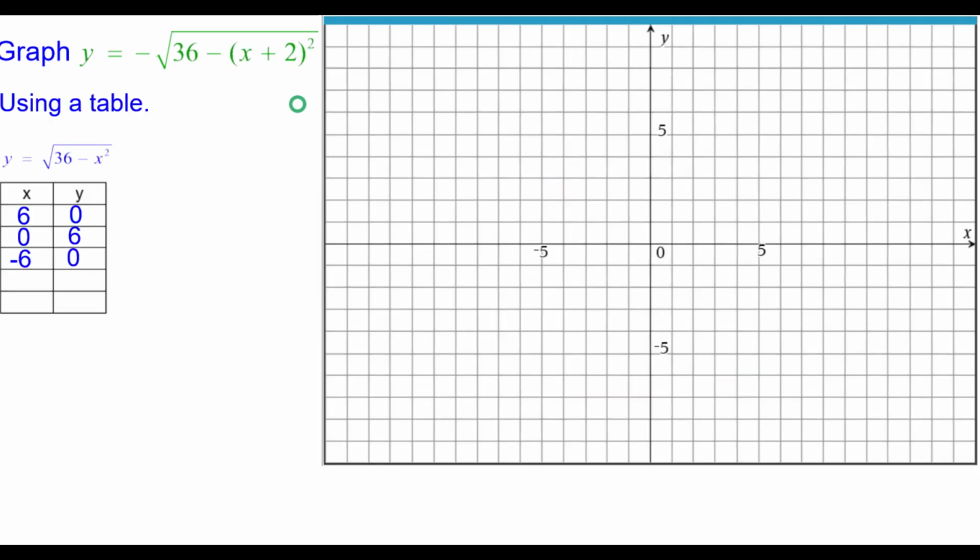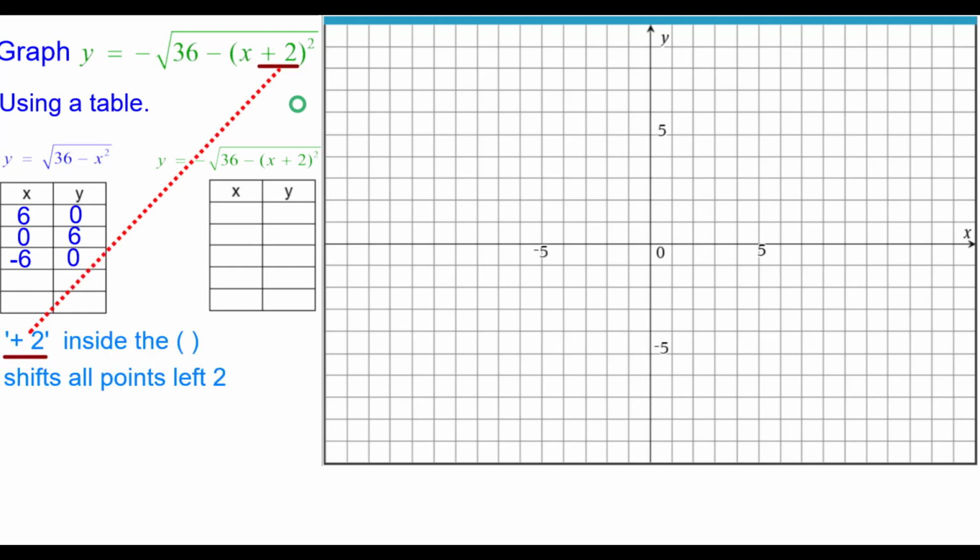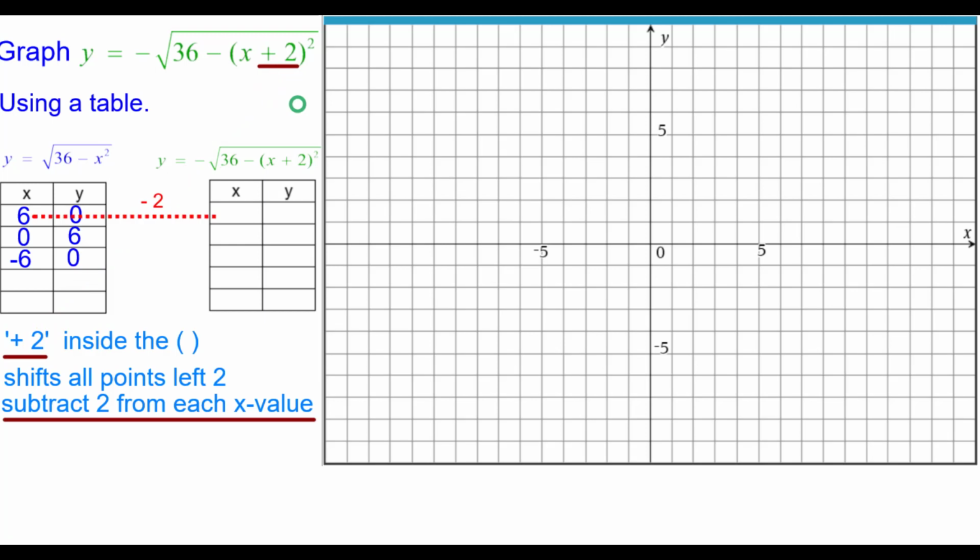Second way is using a table. Here are 3 values that would outline this semicircle. The plus 2 inside the parentheses shifts all points left 2, which means we have to subtract 2 from each x value to bring it to the left. So 6 minus 2 would be 4, 0 minus 2 is -2, and -6 minus 2 is -8.